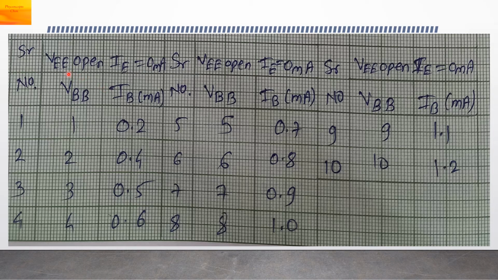This is the second part where we are keeping VE open. We change VBB, and we are going on increasing it. The base current will also increase.